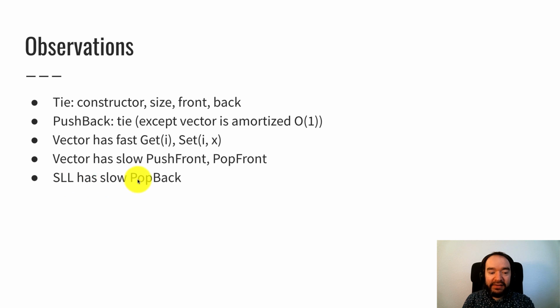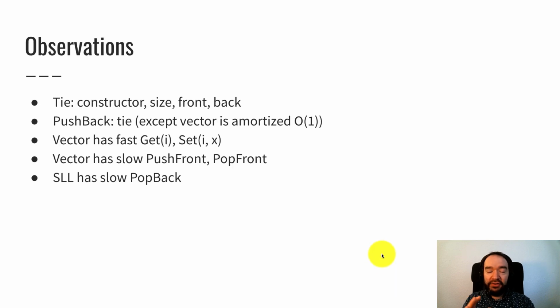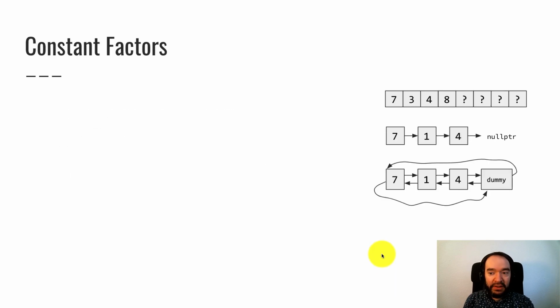And singly linked list has a slow pop back, removing the last element. In that row, vector is constant amortized time, doubly linked list is constant time, singly linked list is the exception, which is linear time and much slower. So those are some trade-offs right there. Another thing we can look at is constant factors. So constant factors are less important than the efficiency classes, but they're a way that we can compare two equal efficiency classes.